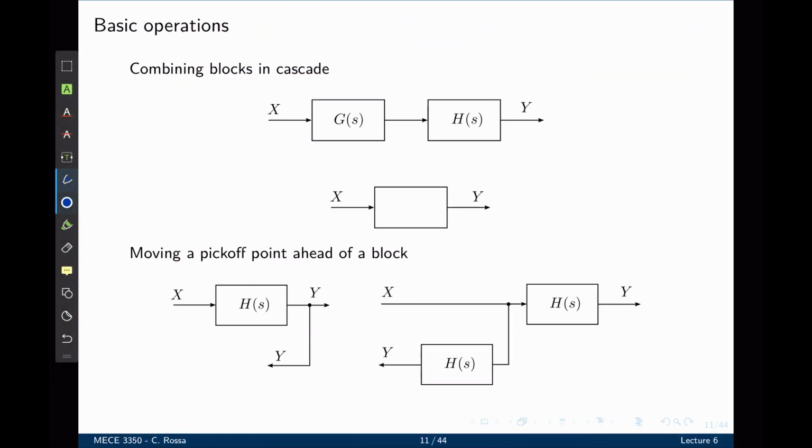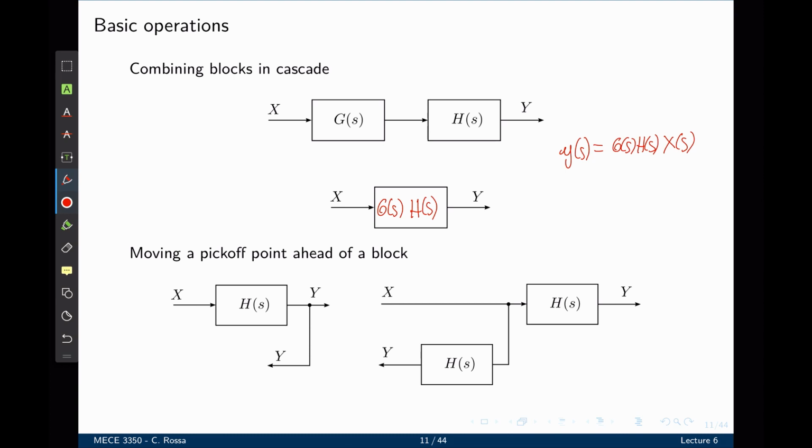Now that we went from equations to block diagram, let's try to go from block diagrams back to equations. There are basic operations that we can perform to help us during that process. The first one is combining blocks in cascade. Here we have two transfer functions that are being multiplied together in a line. We can simplify them in one single block by simply writing g of s times h of s. And in both cases, y of s is simply g of s, h of s times x.